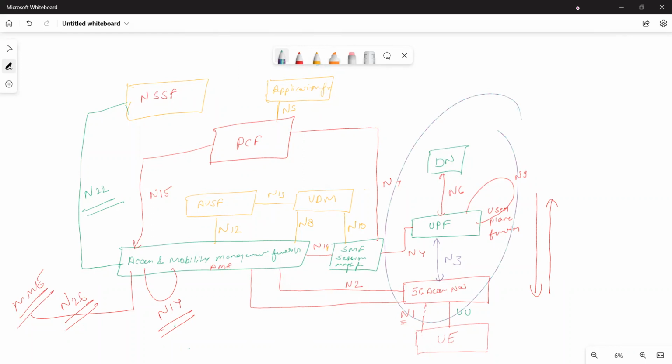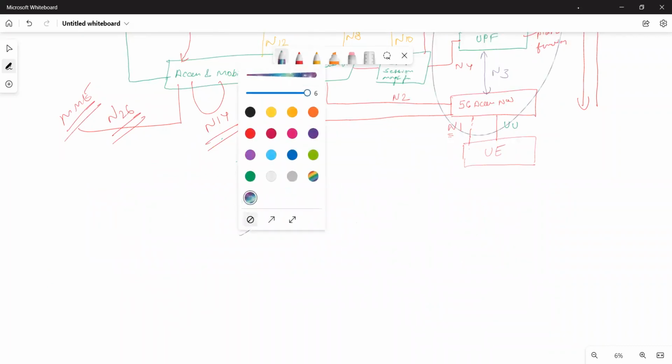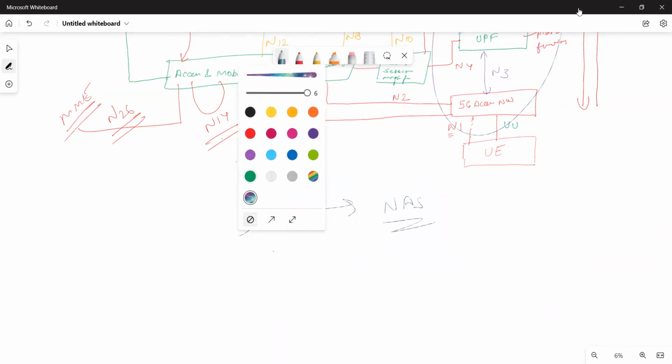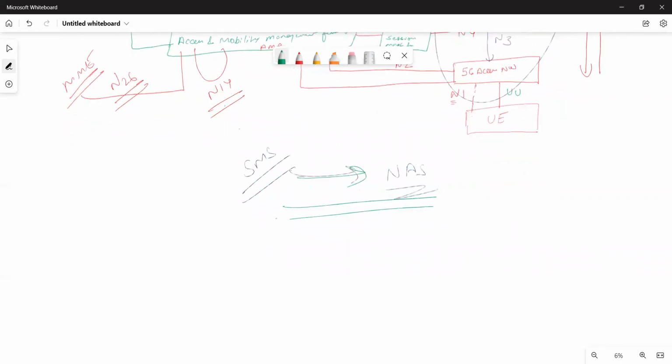So there is one exception to this user plane and control plane separation, right? This right part is totally separate, that is user plane. But there is an exception. What is that? User plane data belonging to your SMS, what happens? That would be transferred using the NAS protocol. Okay. So this thing you should remember, your SMS would be going via the NAS protocol.